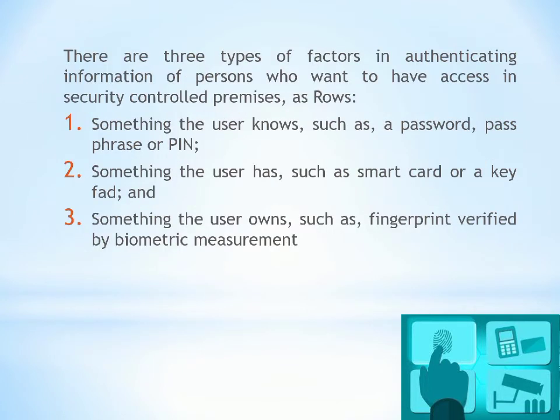And there are three types of factors in authenticating information of a person who wants to have access in security controlled premises. Number one, something the user knows, such as a password, passphrase, or PIN. Number two, something the user has, such as a smart card or a key fob. Number three, something the user is, such as a fingerprint verified by biometric measurement.